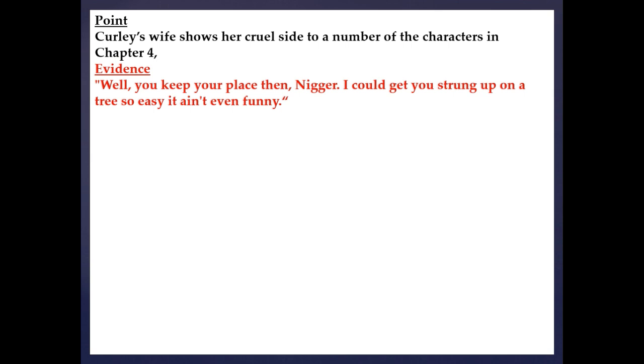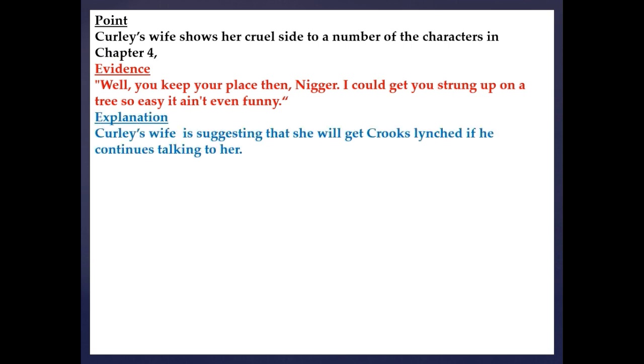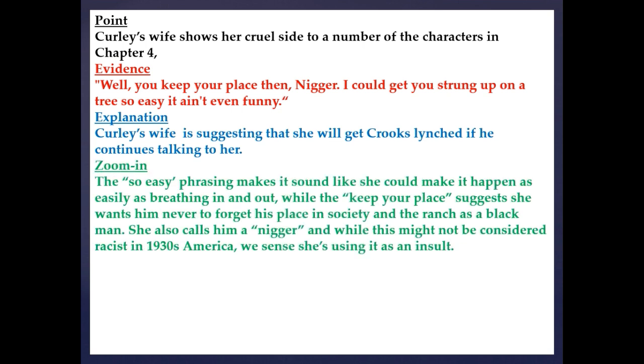So one trick that I've told my students to do, perhaps in the controlled assessment, is to set your work out like I'm going to set out here, and then just before you print out, take away the subheadings. So my point is Curly's wife shows her cruel side in chapter 4. My evidence is the one I've already said. My explanation is Curly's wife is suggesting she will get Crooks lynched if he continues talking to her.